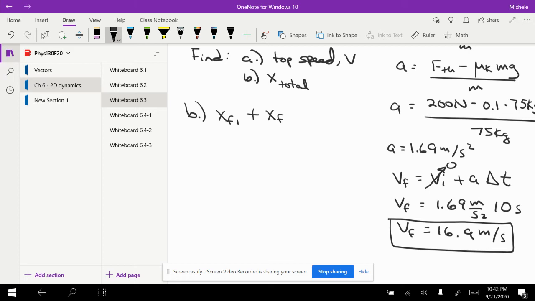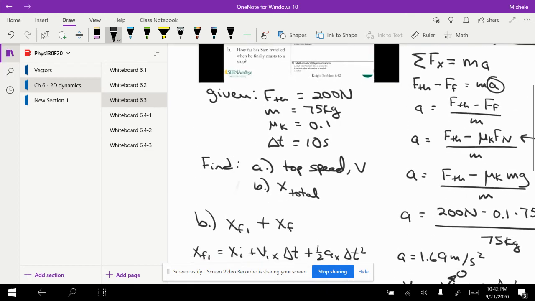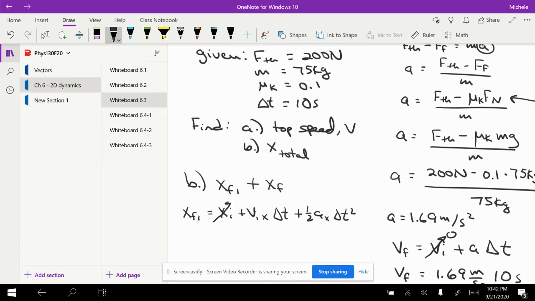So for x final 1, we're going to say x final 1 is equal to x initial plus V initial x delta t plus 1/2 a in the x direction delta t squared. When Sam first starts, he's starting from 0, so we're going to say this is equal to 0. We know he starts with an initial velocity of 0, so this goes to 0.